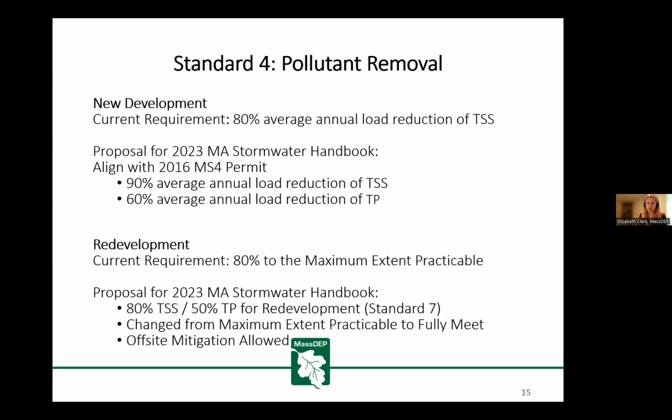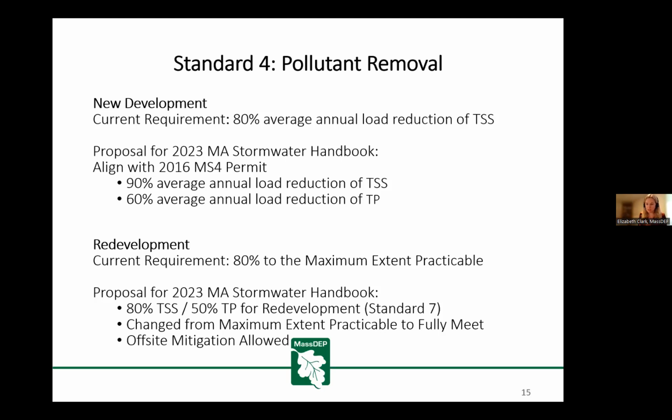So the changes in the standards. Currently, we have a requirement to remove 80% total suspended solids for new developments and to the maximum extent for redevelopments. And the standard is moving to increase that TSS removal requirement to 90% for new development. And we're adding in a nutrient reduction standard of 60% average annual total phosphorus. For redevelopment, this was, again, 80% TSS removal to the maximum extent practicable. The standard is going to move to a required 80% TSS removal and a 50% total phosphorus removal for redevelopments.